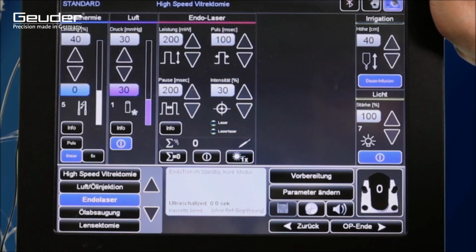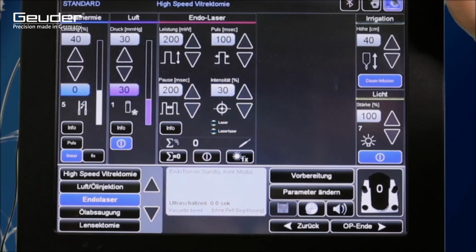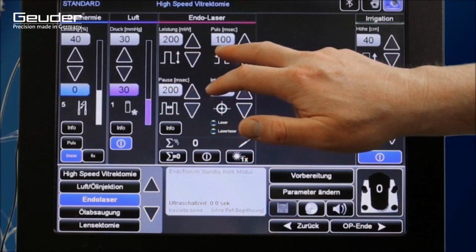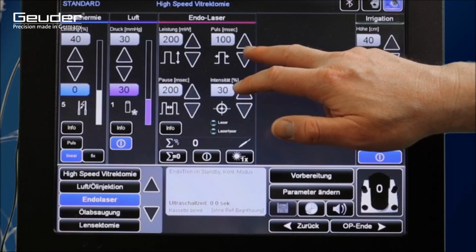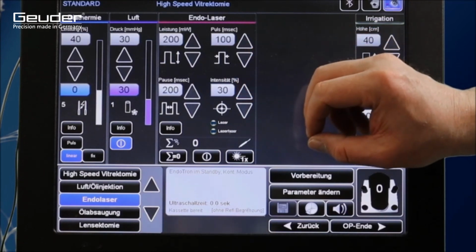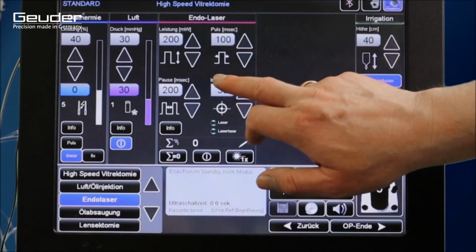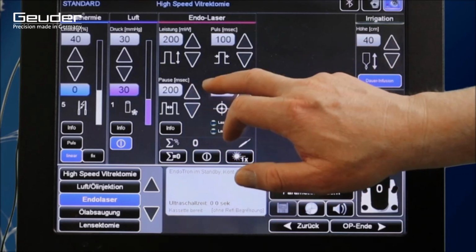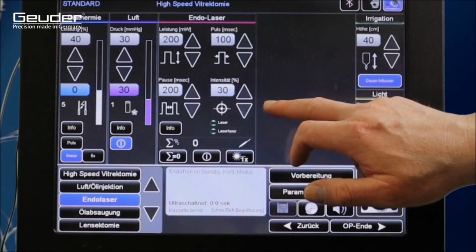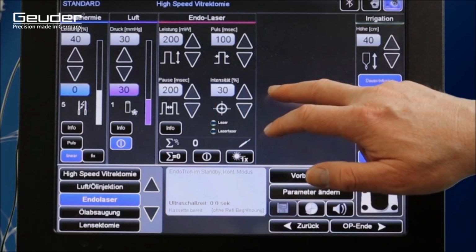fact that a laser safety filter must be used, which can either be swiveled in or permanently installed in the microscope. Settings such as laser power, pulse and pause duration and the intensity of the pilot beam can be made on the user interface of the device system. The laser function can also be activated via the GUI and triggered via the system foot switch.